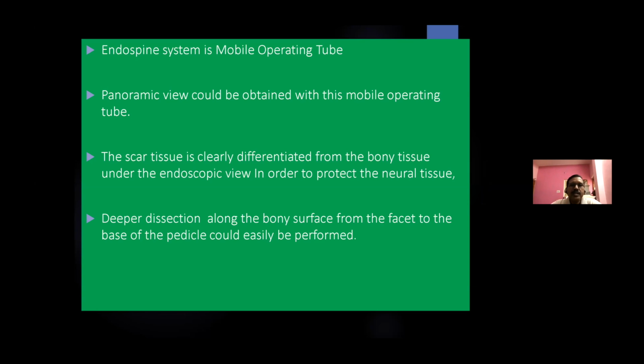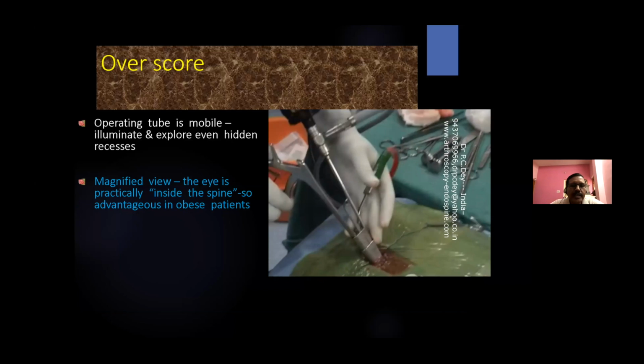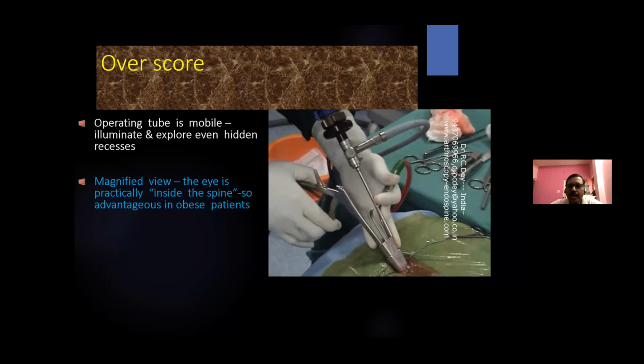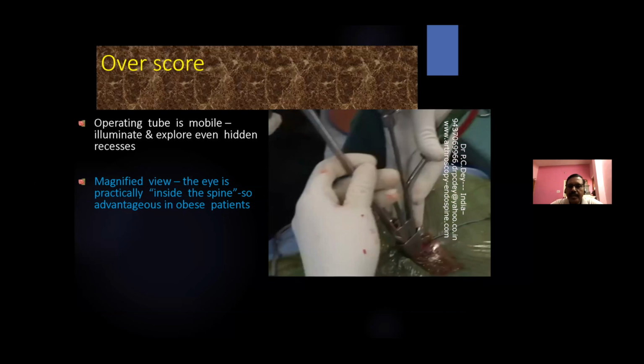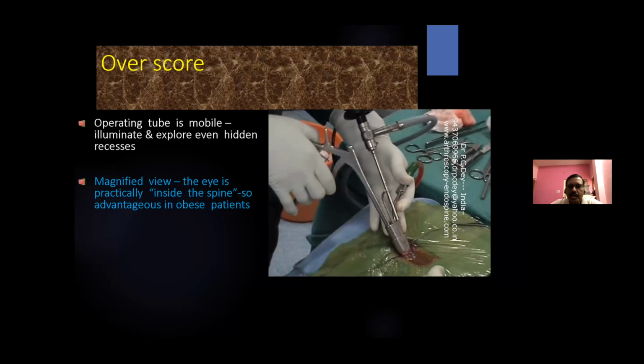The endospine system is a mobile operating tube, that is the Destendo system. A panoramic view can be obtained with this mobile operating tube. The scar tissue is clearly differentiated from the bony tissue under the endoscopic view in order to protect the neural tissue. Deeper dissection along the bony surfaces from the facet to the base of the pedicle can easily be performed. The operating tube is mobile, illuminating and exploring the hidden recesses. It can be mobilized in all directions, medial, lateral, cranial, and caudal, with the left hand holding the suction tip and the right hand the operating instrument. The magnified view has the eye practically inside the spine, which is an advantage in obese patients also.